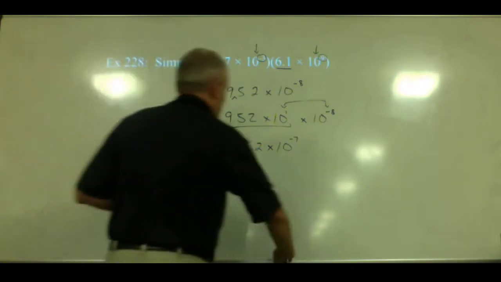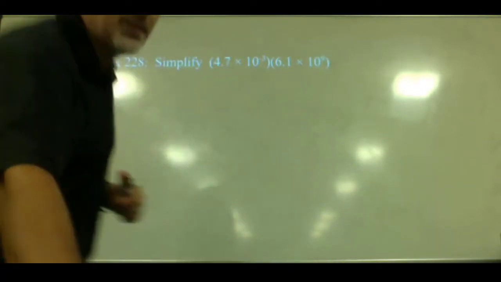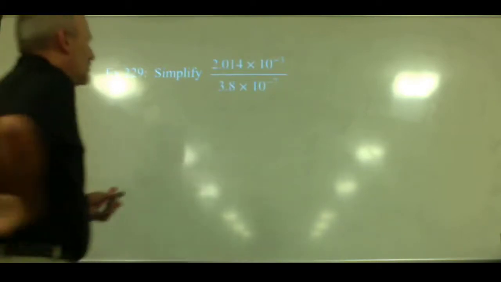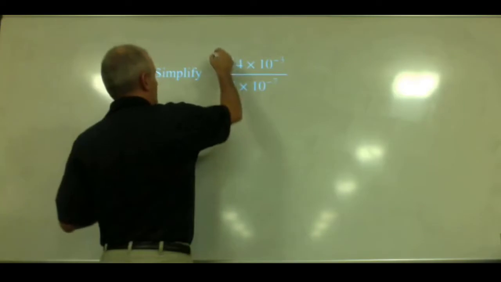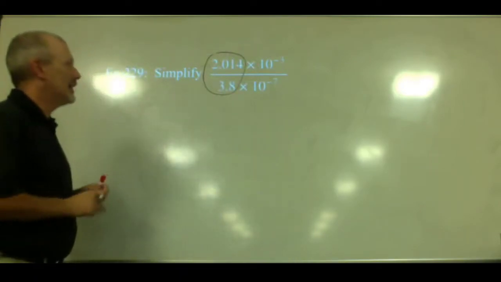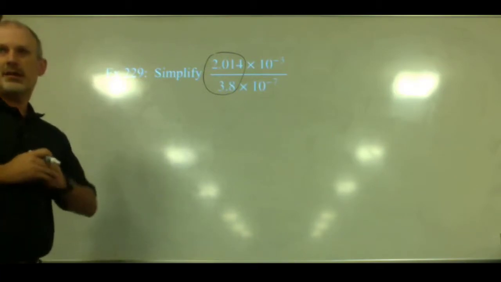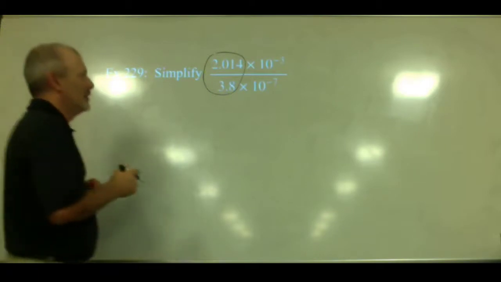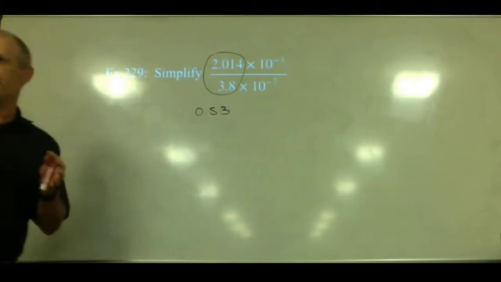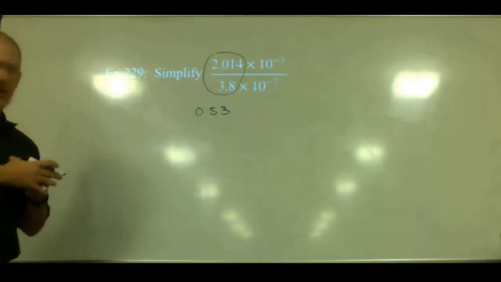All right. Hopefully everybody was done writing that down. So how about this one? Again, remember we want to combine these numbers first, divide. So what do we get when we take 2.014 divided by 3.8? Hopefully it's relatively nice. 0.53. Is that what everybody's getting? And did you have to round that off or did it just come out to 0.53? It just came out.